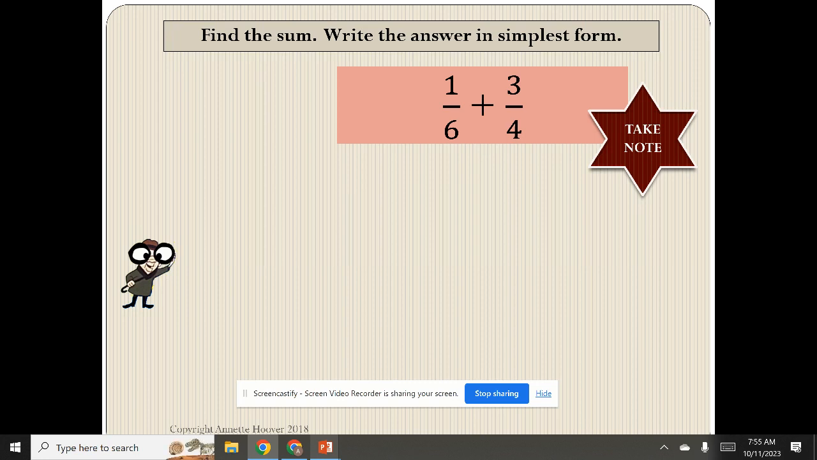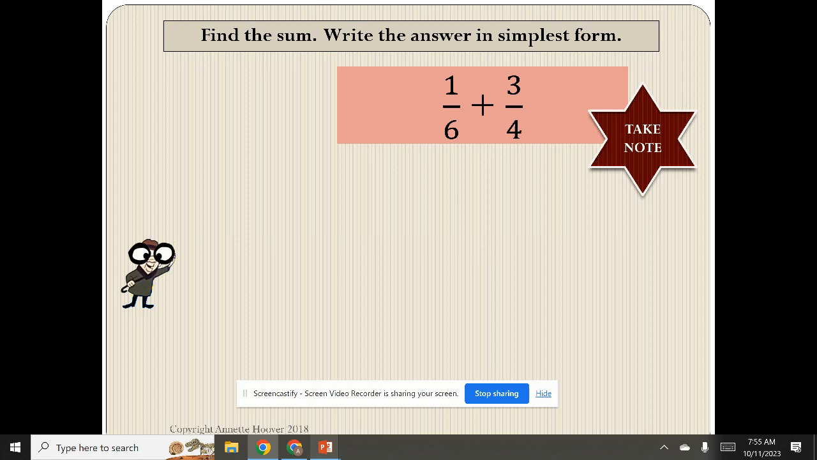So up here we look and we have the denominators of 6 and 4. We're looking for the least common multiple of the two. So if you think about counting by sixes, 6, 12, 18, and think about counting by fours, 4, 8, 12, you can see that the least common multiple that they have in common is 12. So we can use that as the common denominator. I'm just going to write it once for both of them. And then on top, I'm going to put the numerators.